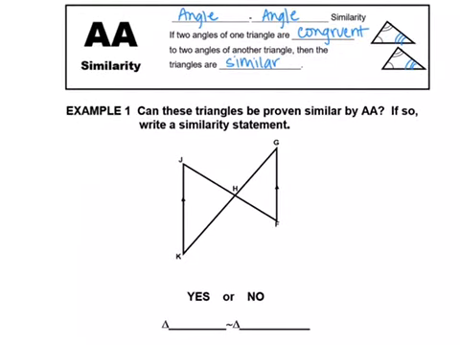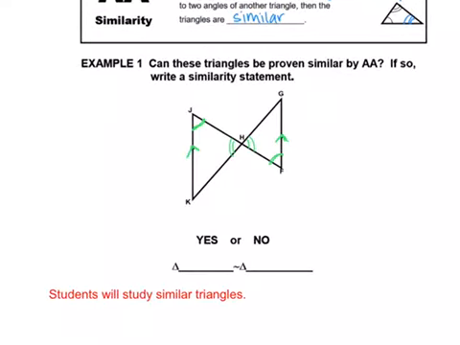So if we look at example 1, can these triangles be proven by AA? If so, write a similarity statement. So I can see that I have some parallel lines and a transversal, which means that these angles, J and F, are going to be congruent by alternate interior angles. And then I have some vertical angles in the middle that are going to be congruent. So because I have 2 angles, yes, these will be congruent.